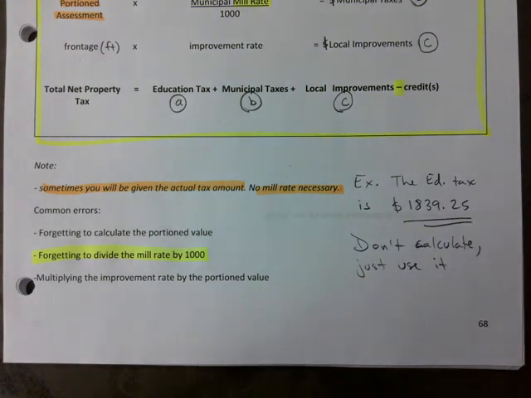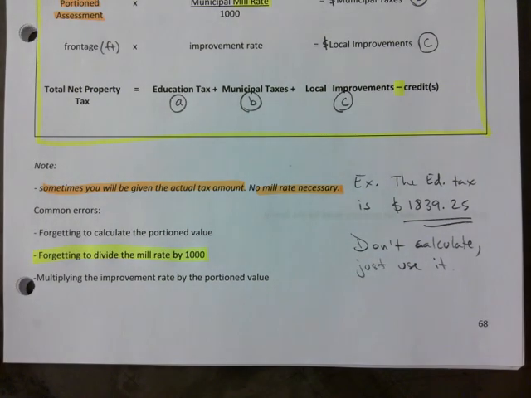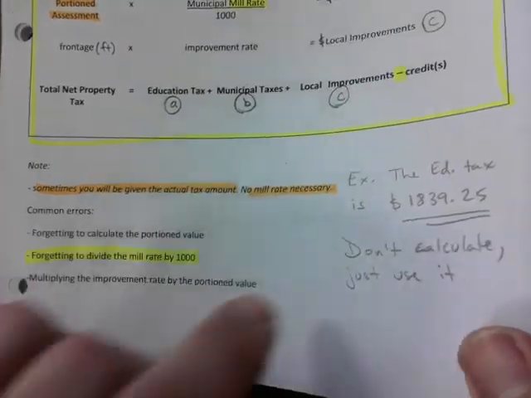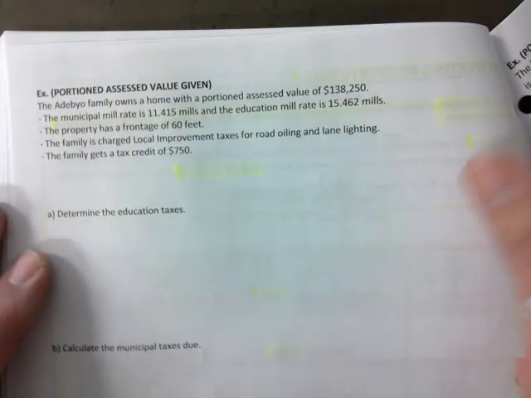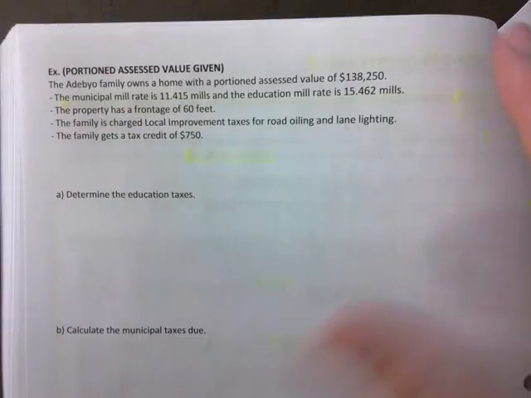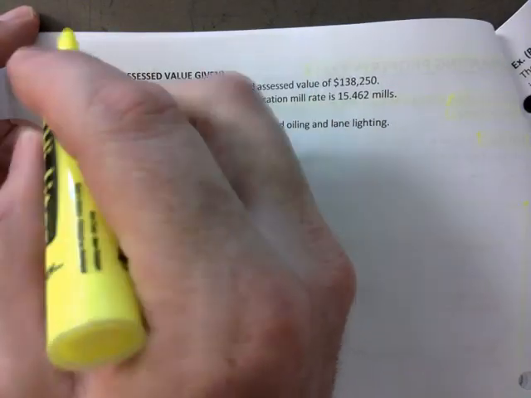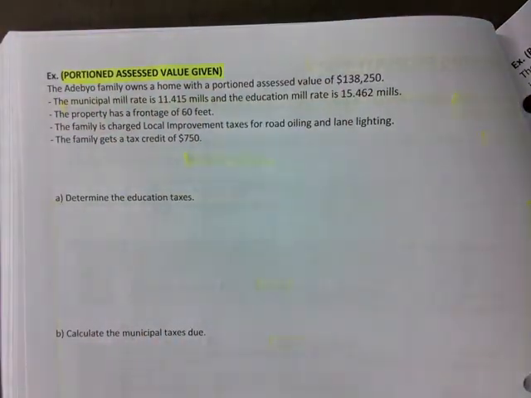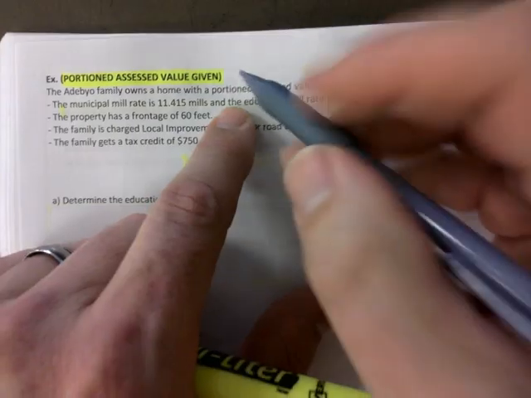Yeah, let's do a calculation, and then hopefully you'll have a better idea of what's happening here. Okay, let's keep going. Okay, I'll highlight this part here. Make sure you do too. I want to get at least one done before we go. Portion assessed values given. What does that mean?